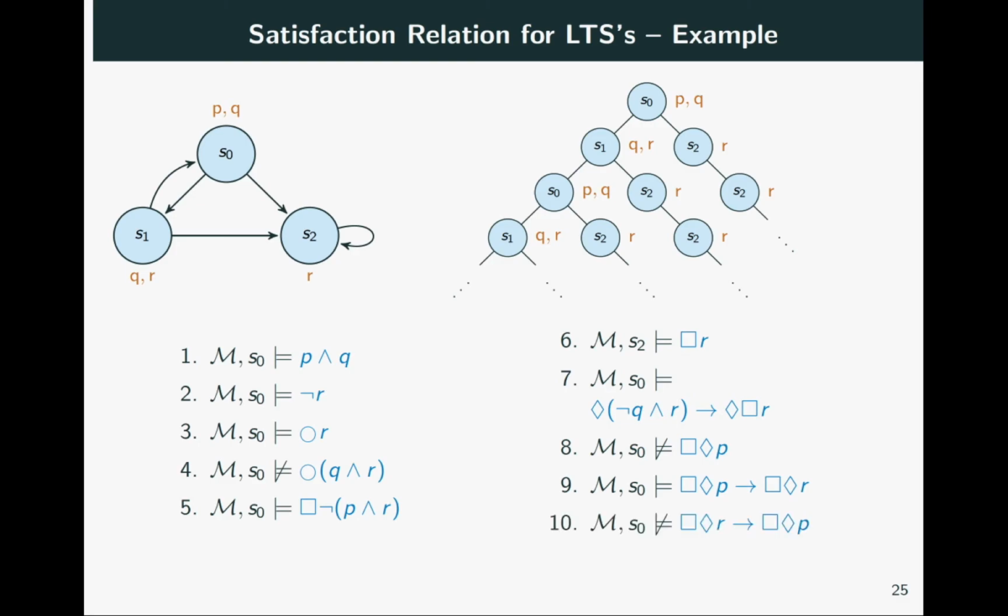On the other hand, the converse is not true. In S0, it is not the case that always eventually R implies always eventually P. For example, a path that visits S2 and necessarily stays in S2 will have R but not P holding infinitely often. So we have our counterexample.